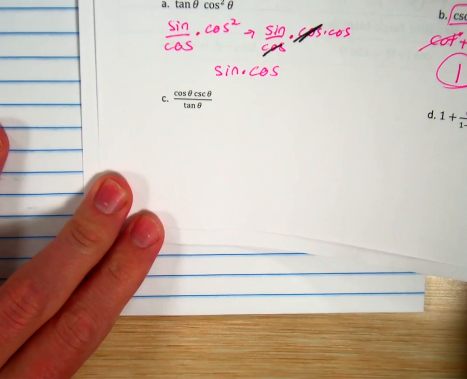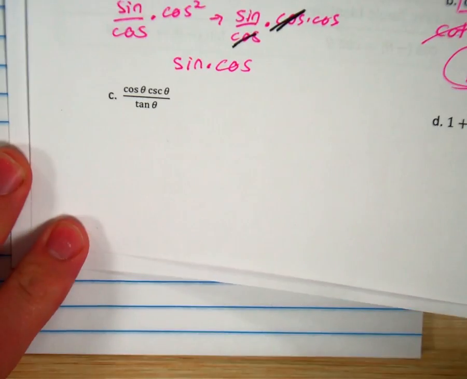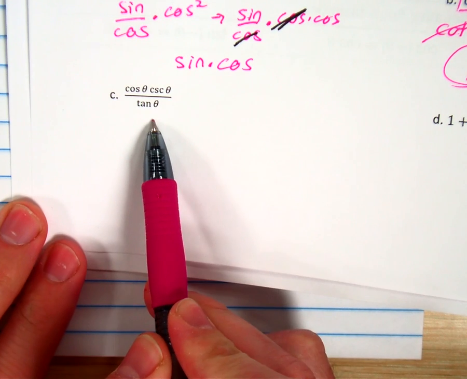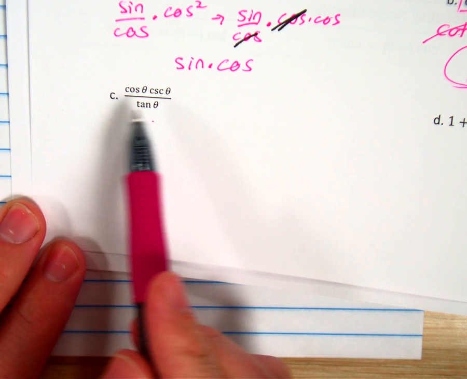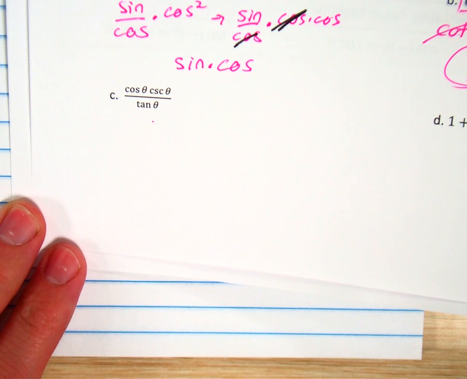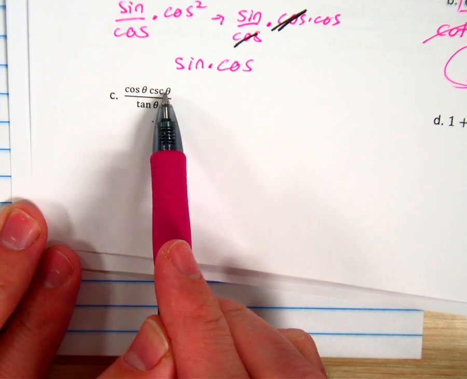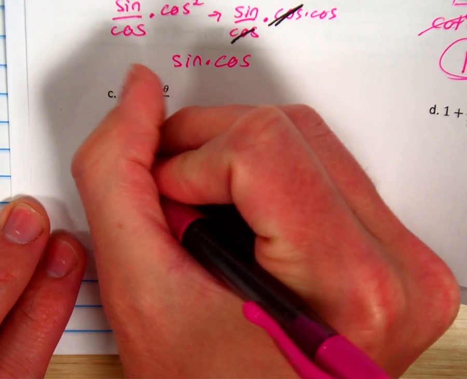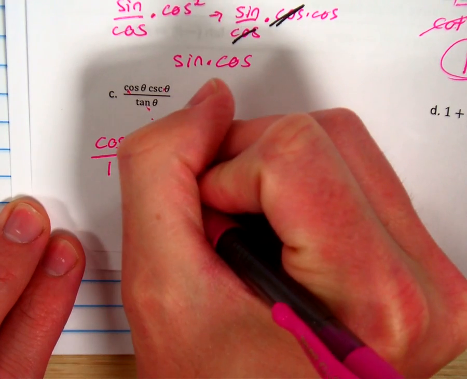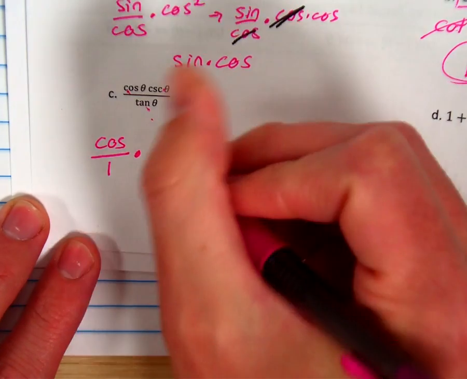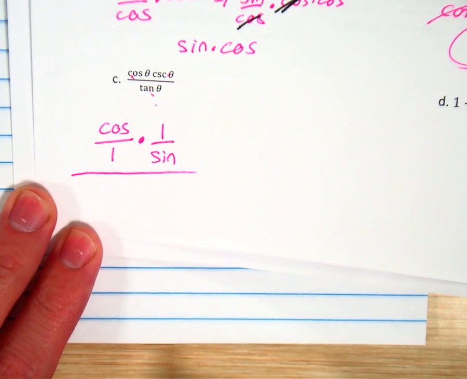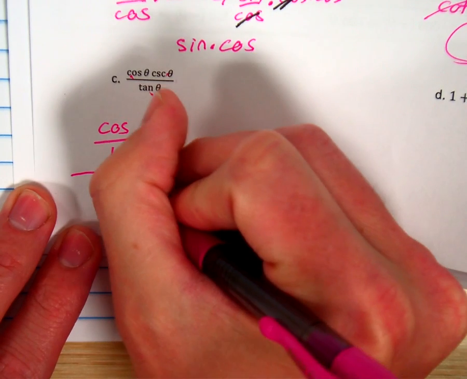Bottom left problem here. Let me zoom in a touch. Okay, we got cosine times cosecant divided by tangent. So this is one where there's no direct substitution for anything in there. We're going to change everything to cosine and sine. And because I'm anticipating fractions, I'm going to rewrite cosine as cosine over 1. So it's going to be cosine over 1 times cosecant, which is 1 over sine, big fraction bar, tangent is sine over cosine.